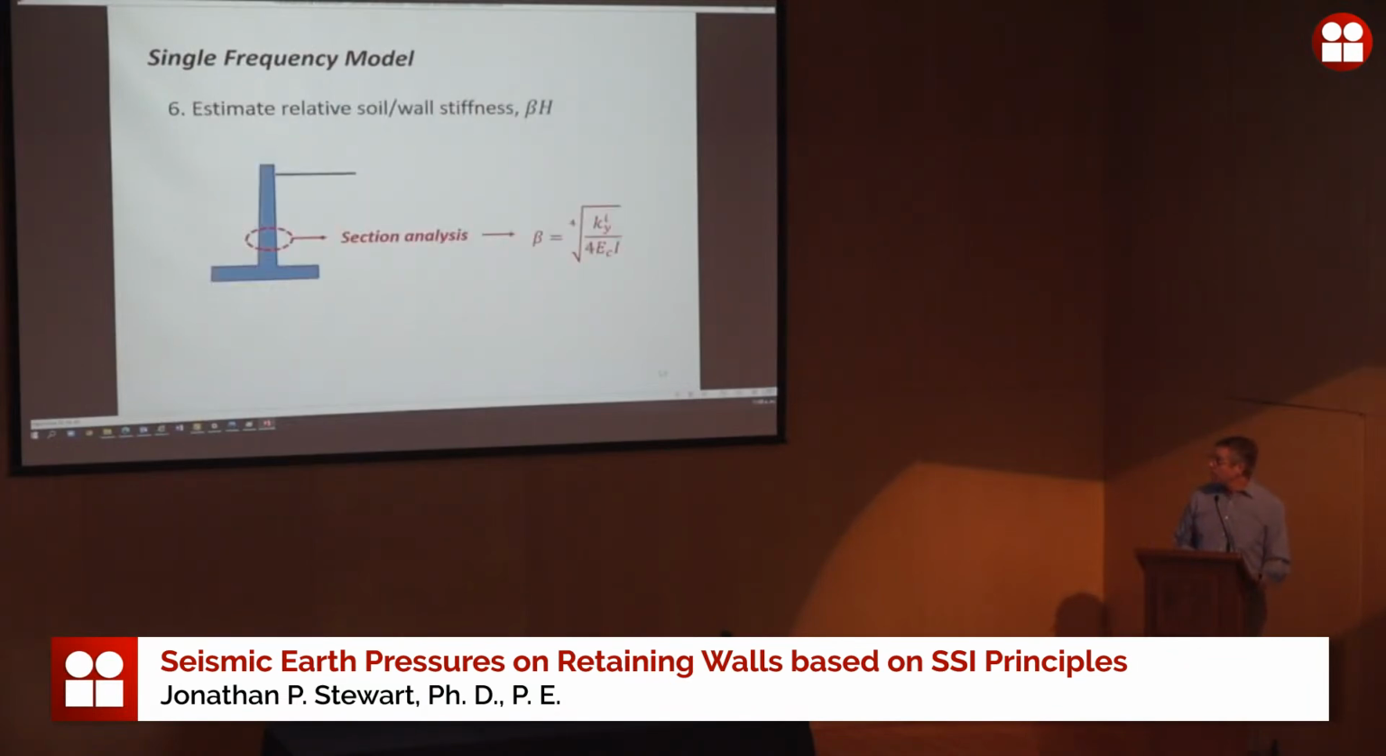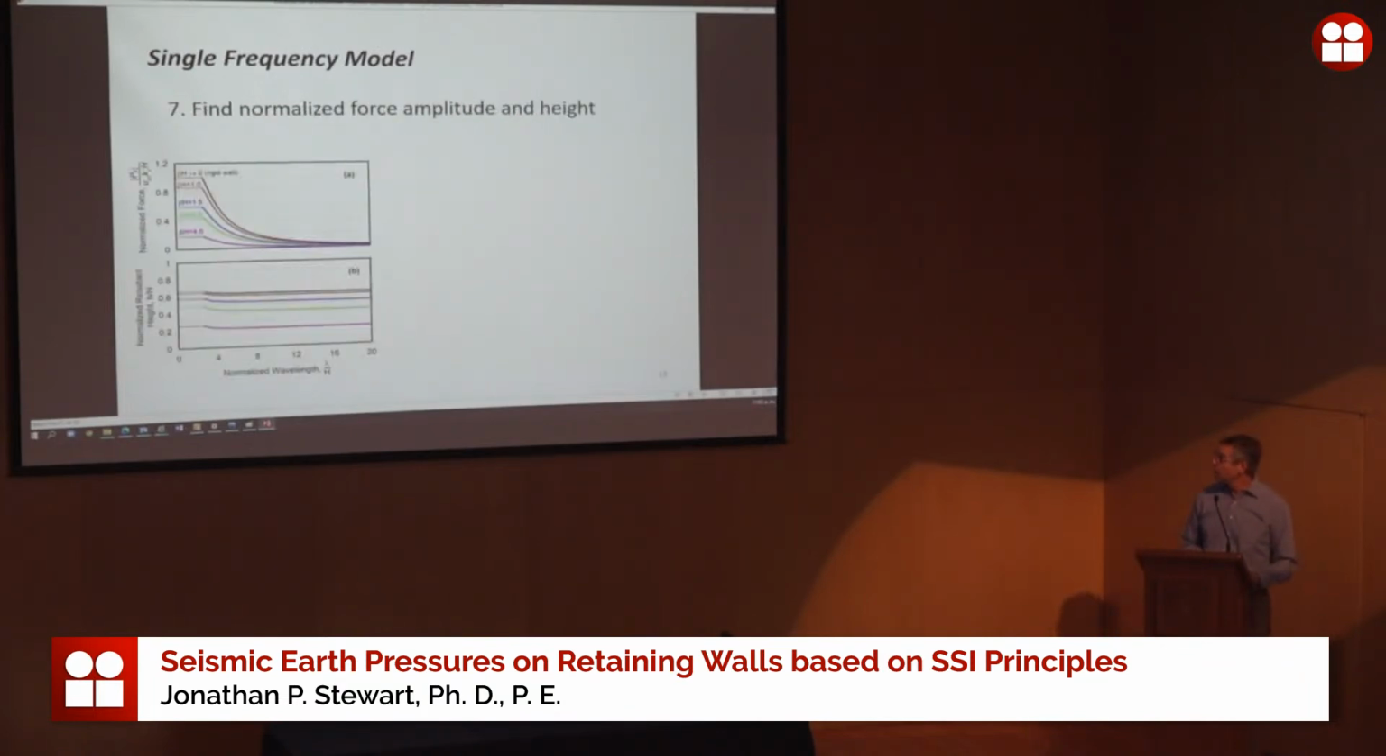Now we do a section analysis to get beta. Many times, at least in US practice, geotechnical engineers are working out seismic pressures before the structural design has been done. So there's actually no way that you can come up with this on your own. And for that case, we say, well, if you really don't know, a conservative estimate of this would be in the range of 1 to 2. You're not going all the way to rigid, but that's kind of at the low end of what we see in real walls.